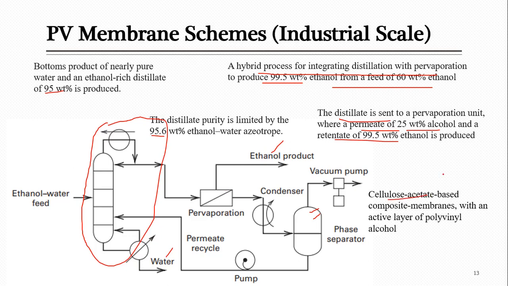Here the membrane uses a cellulose acetate based composite membrane with an active layer of polyvinyl alcohol. This is a two-layer membrane, cellulose acetate and polyvinyl alcohol, and the active layer is polyvinyl alcohol, which is attractive for water and allows a large amount of water to pass through. That will be a hydrophilic membrane.